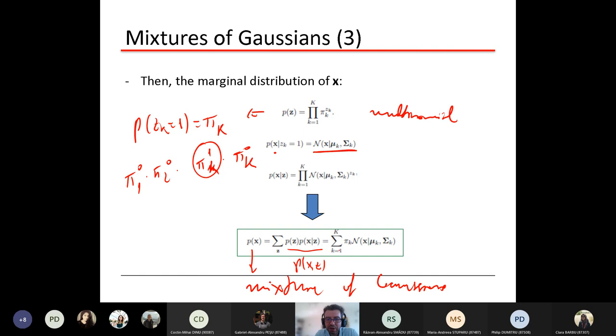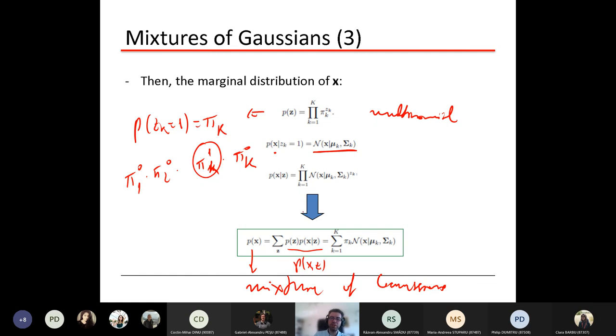Cool, and now we just look at what we have over here. So it's actually a summation over PK multiplied with the K-th Gaussian distribution.